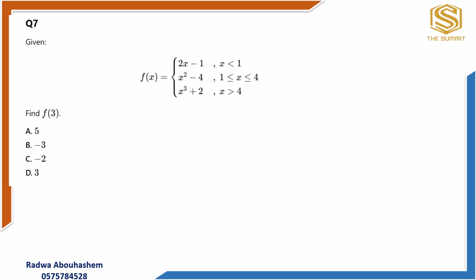Here you have a piecewise function, and he's asking you to get f of 3. So this means I need to substitute on the part that I could substitute x with 3 on it. Which part here? He said it's 2x minus 1 when x is smaller than 1. So I cannot substitute here. X power 2 minus 4 when 1 is smaller than or equal x is smaller than or equal 4. So yes, 3 is between 1 and 4. So I could substitute it here. So 3 power 2 minus 4, 9 minus 4 gives me 5.